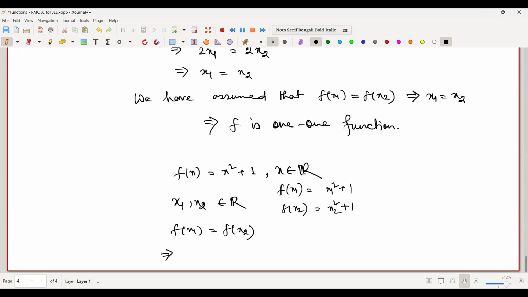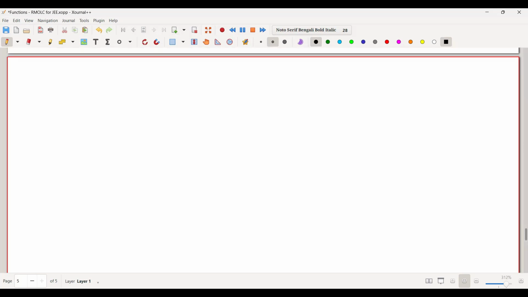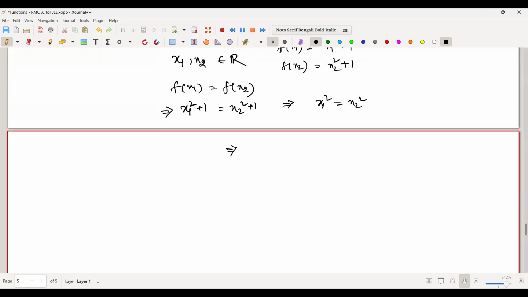So I don't have to tell this, I think this is clear to you. What is f(x1) and what is f(x2)? So that means x1 whole square plus 1 equal to x2 whole square plus 1. This implies that x1 whole square equal to x2 whole square. So now this doesn't give only one solution, that x1 equal to x2. This gives that x1 equal to plus minus x2, or x2 equal to plus minus x1.